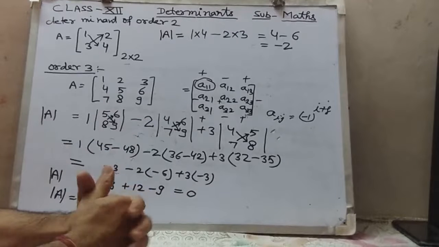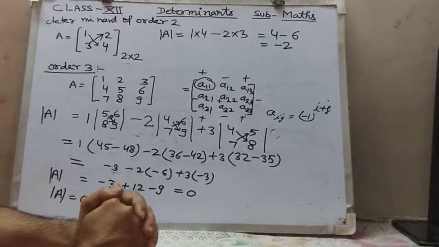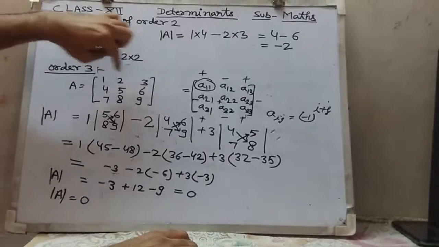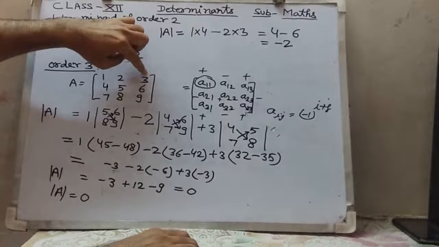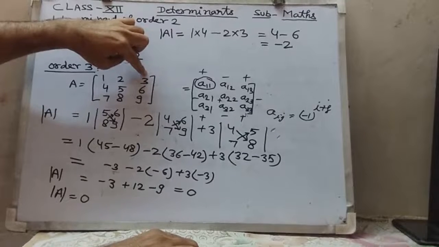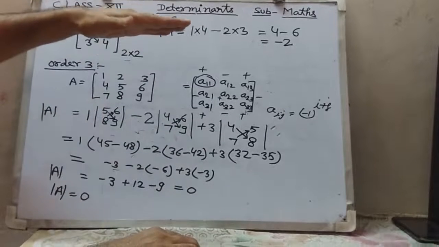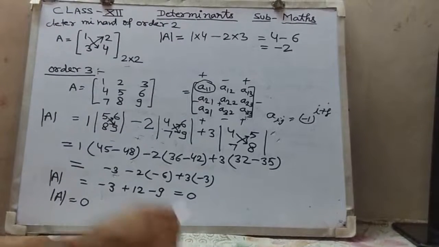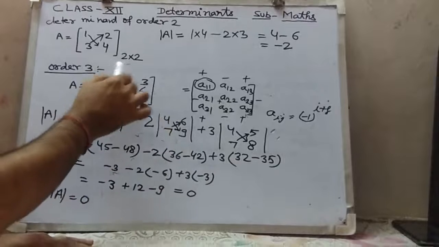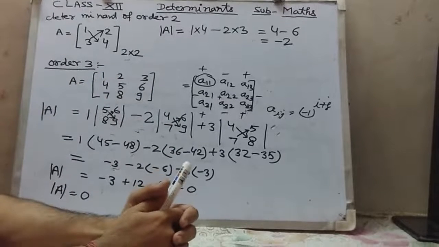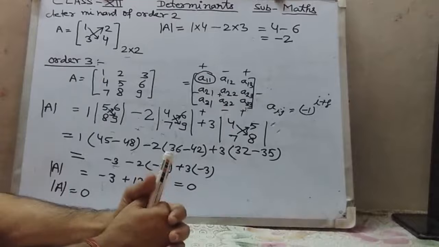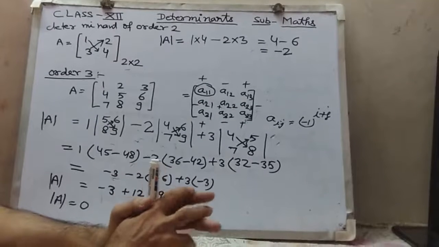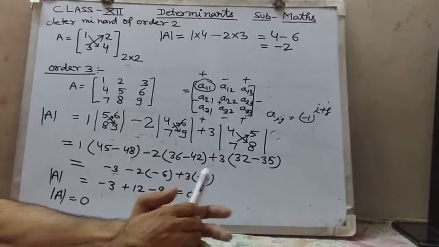Now let us talk about some properties of this. As we have expanded this matrix along first row, but it is not necessary that every time we have to expand it along first row. We may find out its determinant by expanding along any row or any column. The value will be same. So it depends on the matrix with respect to which we are going to expand it.